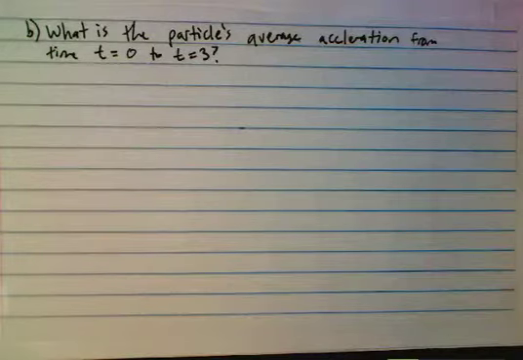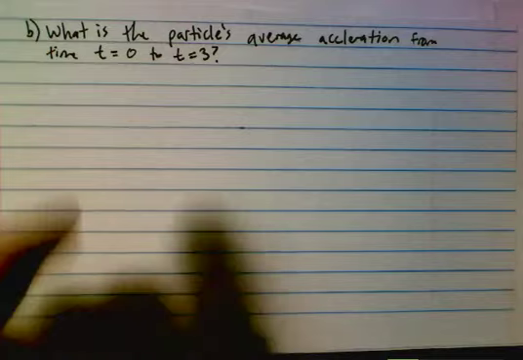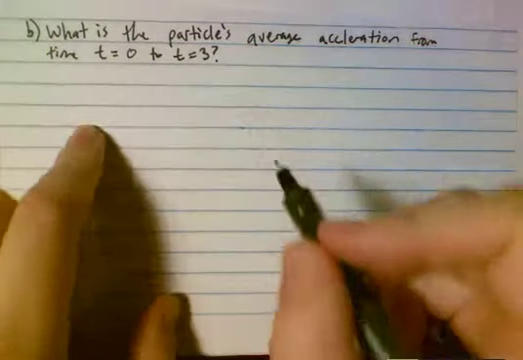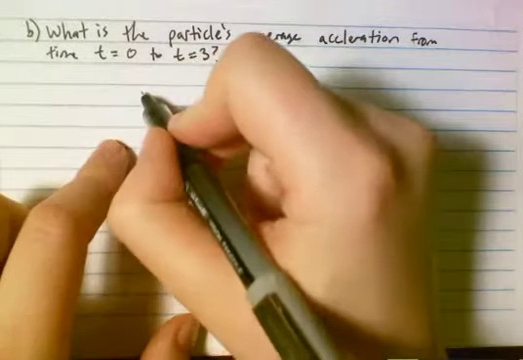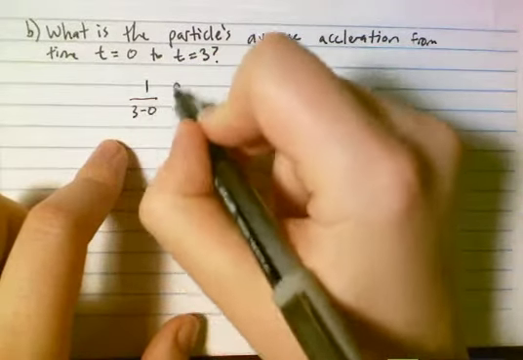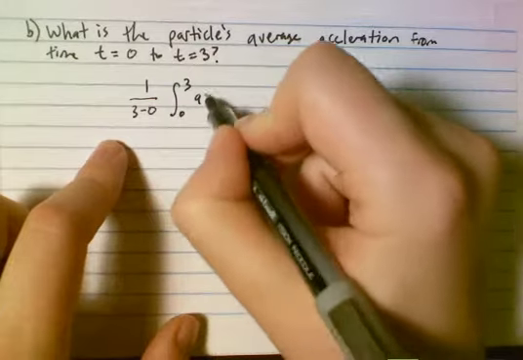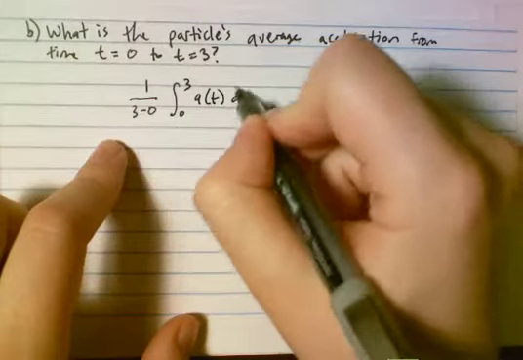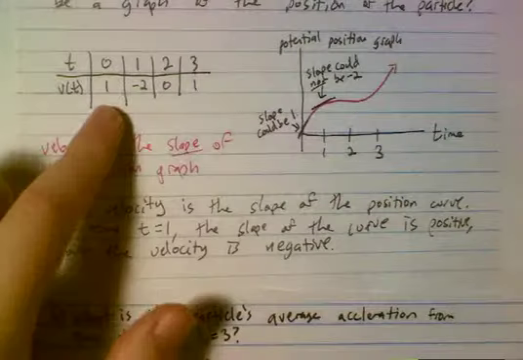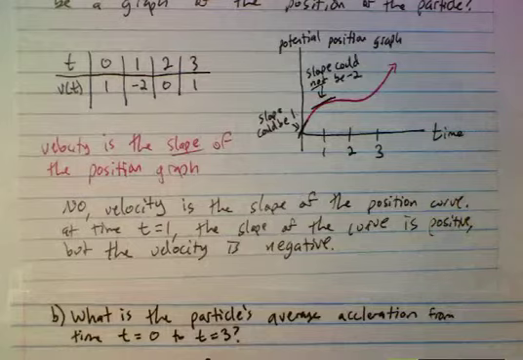With tables, we need to be a little bit more creative about how we figure things out. So here, if we're asked what's the particle's average acceleration from time t equals 0 to time t equals 3, we know that we're going to set up our average value formula. So 1 over 3 minus 0, integral from 0 to 3, a of t dt. The trouble is that the information that we have up here is information about velocity, and it's in a table, so we really don't have a whole lot.